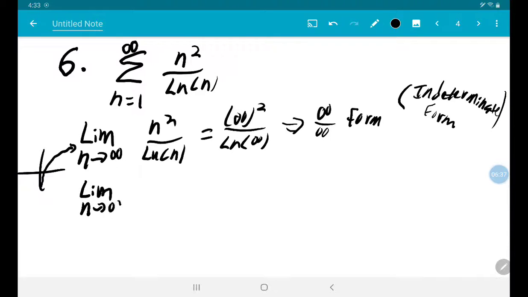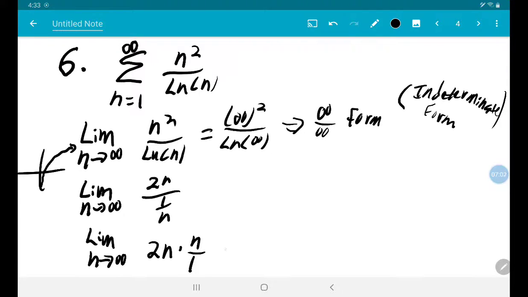to try it again. Now again, L'Hopital's rule just means take the limit and then derive the top, derive the bottom. The derivative of n squared on top is 2n. Derivative of ln of n is 1 over n. And then you copy, change, and flip. And that'll be 2n times n over 1, which is the limit as n approaches infinity of 2n squared.